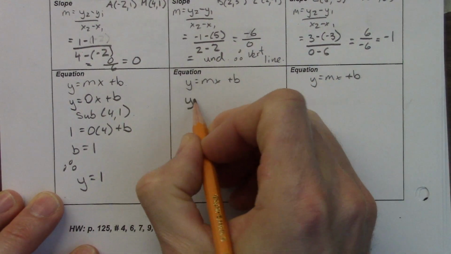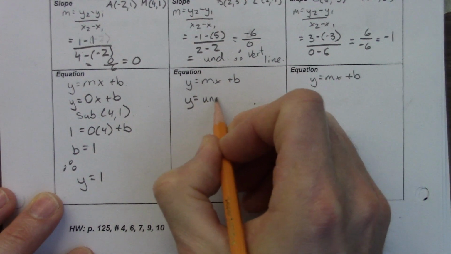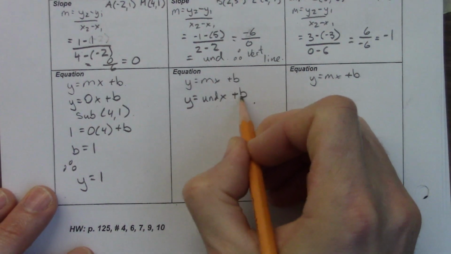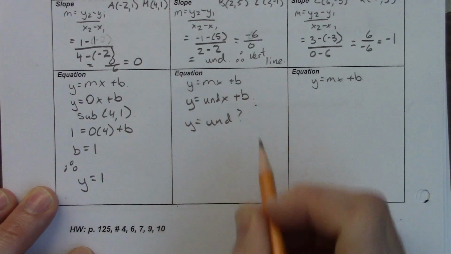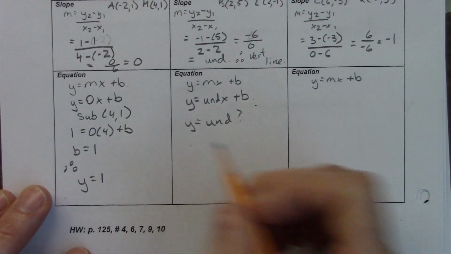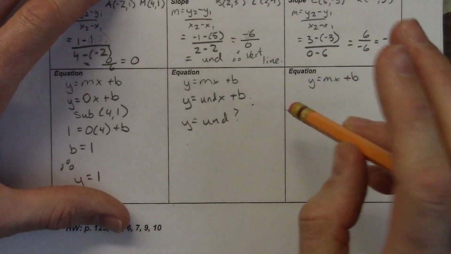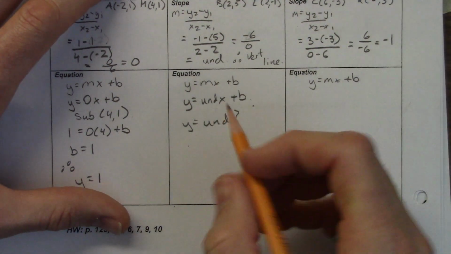Same thing here. In this case, we have an undefined slope. Therefore, y equals undefined. So there. This equation is going to be x equals 2.